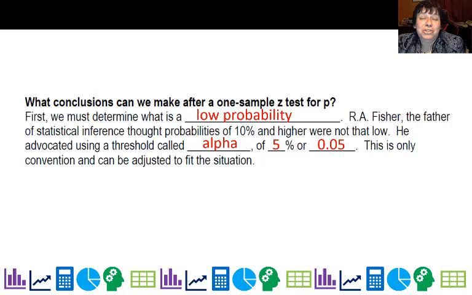By the way, this is just convention. He's like, 1 out of 20. Everybody said, yeah, we're good with it. And for a lot of statistical tests, we will use 5%. But you can adjust that to fit the situation because if it's like life or death, you really, really want to be sure, you might be using a different alpha.